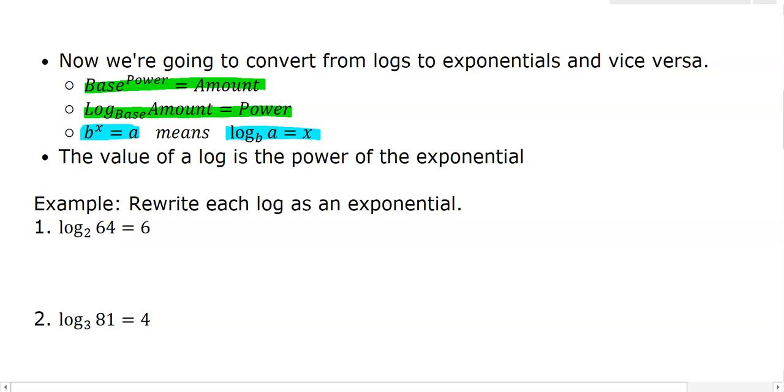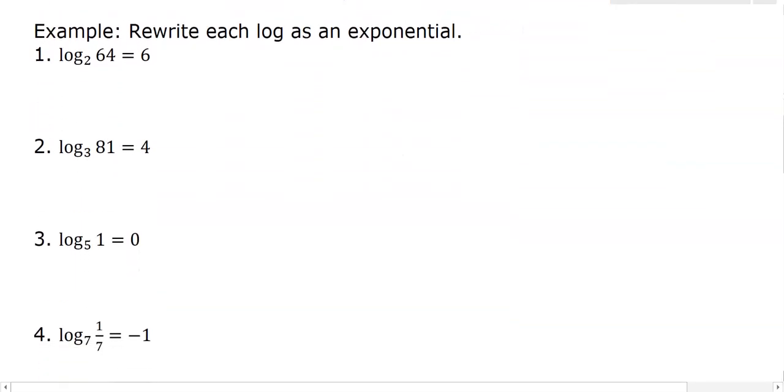So let's do some practice here. We're going to start by first rewriting logs as exponential functions. So this first one says log 2, 64 equals 6. So I need to write it as something raised to some power equals an amount. So the base is this subscript 2. So you're going to pull that 2 out. That's going to be your base. The equals 6, 6 is the exponent, or the power. So it's going to be 2 to the 6th power. And then you're going to say equals, and you're going to have that 64 go behind the equal sign now.